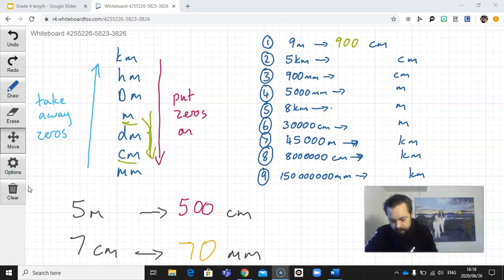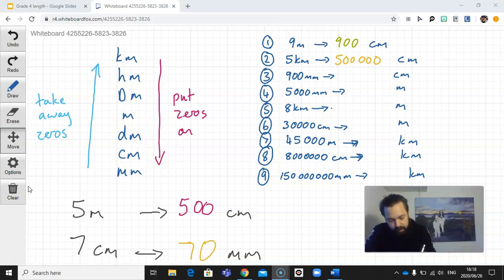Next one, we're going from kilometers to centimeters. That's a lot of jumps. 1, 2, 3, 4, 5 jumps. We are going down, so we're putting zeros on. So we put 5 zeros on it. The answer is 500,000 centimeters. Let me just clear that away.